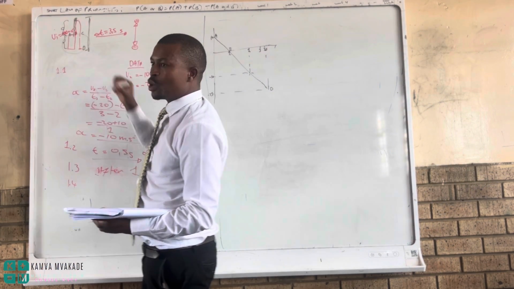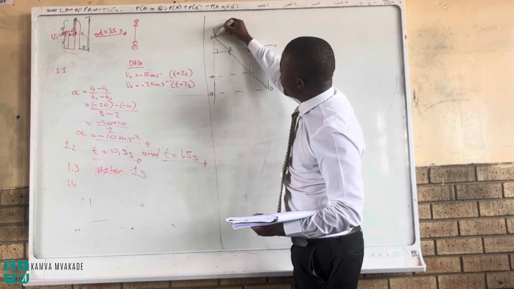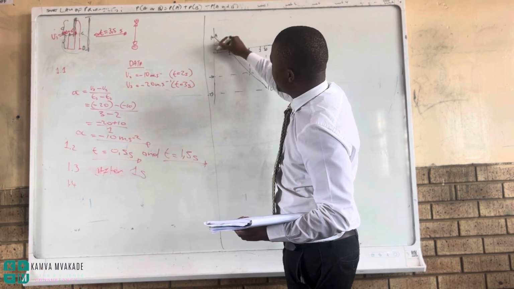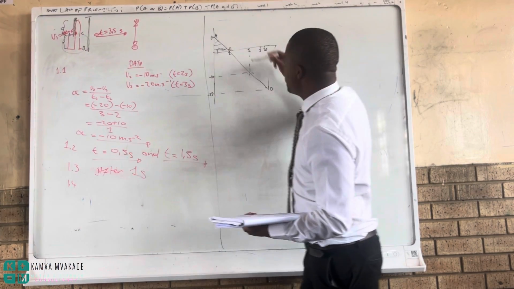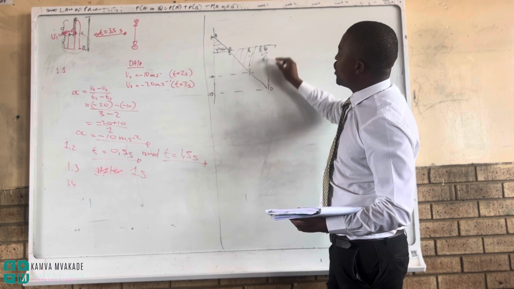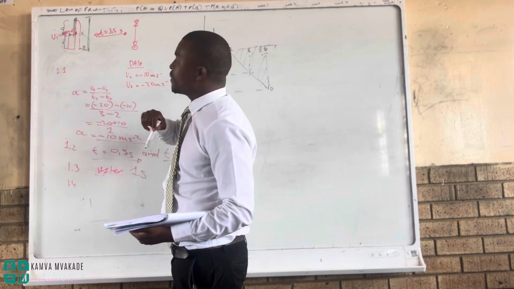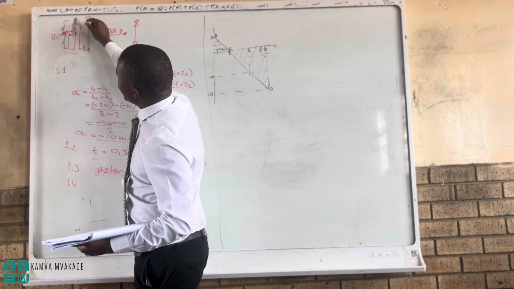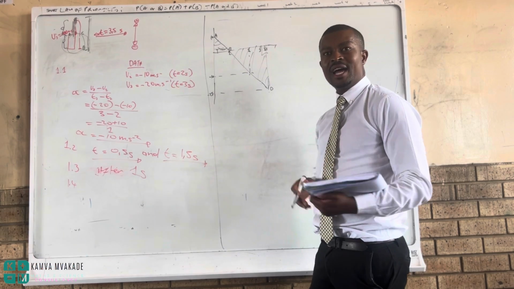AB will be the smaller triangle, this one, because we're moving from A to B. And then BD, that is the bigger triangle. Are we together, good people? So in order for us to get CD, we take the bigger triangle minus the smaller triangle.